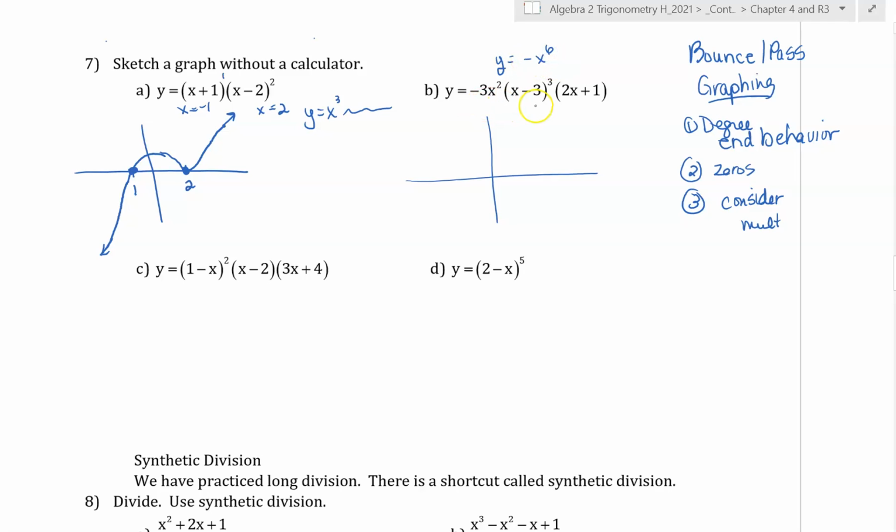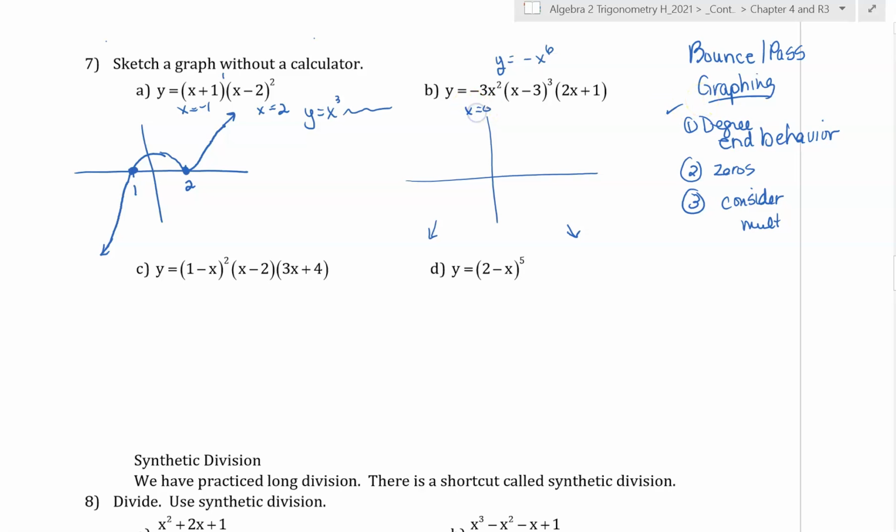I don't really care about any of the numbers right now. I'm looking for the degree. So notice it's an even degree, so the arrows both point the same way, and it's negative. That's reflected over the x-axis. So my end behavior looks like this. Okay, check. The next thing I do is find the zeros.